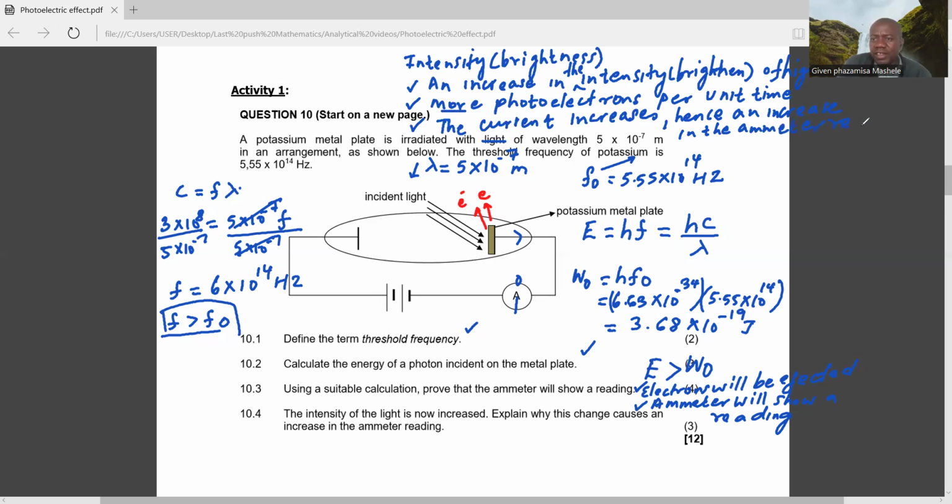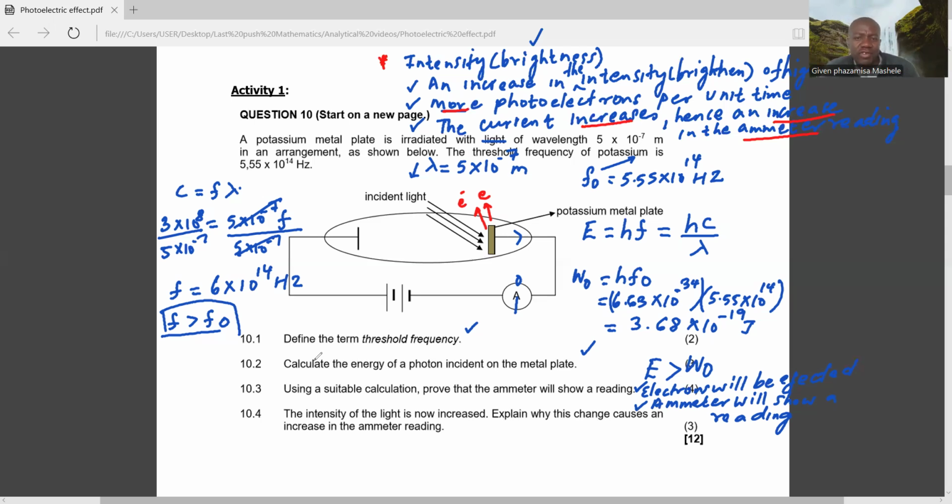Remember, guys, intensity has no impact on the kinetic maximum or the energy of photon, unless we're increasing the intensity and at the same time changing the frequency. That frequency will have an impact on kinetic maximum or energy of photon. But intensity has nothing to do with the frequency of light, because we're just increasing its brightness. We're not changing the frequency. So it's very important to know that. This is one of the easiest topics, guys, but you need to understand. Remember, practice makes perfect.